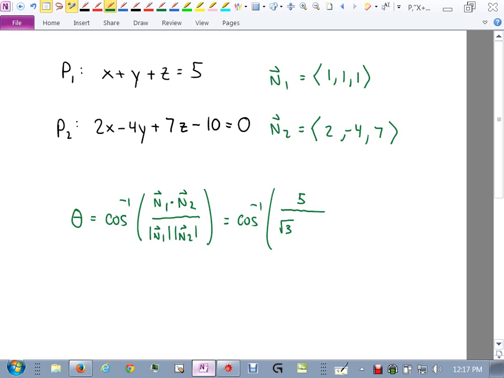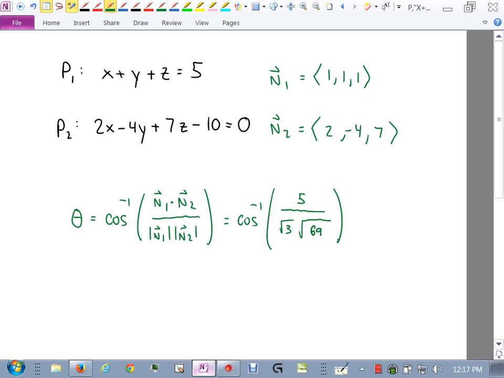Square root of 3, right? You do 1 squared plus 1 squared plus 1 squared, then square root. What's the magnitude of n2? Is 79 under there? Okay. And now just someone on their calculator figure out what that is.